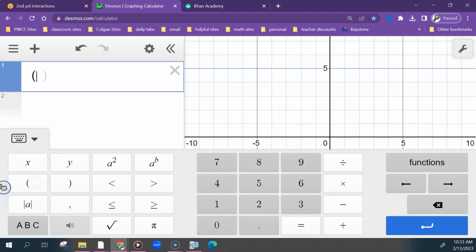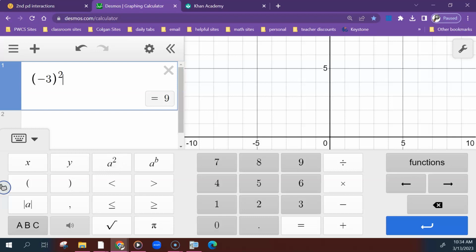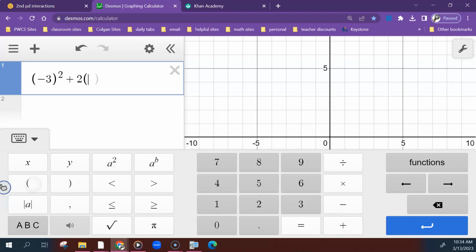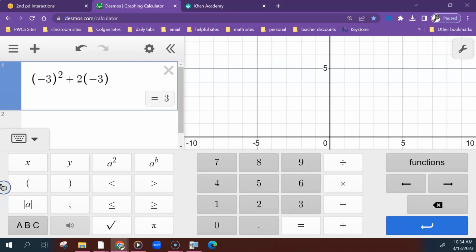So if I just put in the second part... Okay, try that again. Negative 3. Okay, there we go. Squared plus 2 times negative 3. You should get 3.